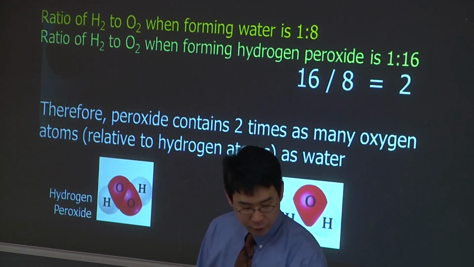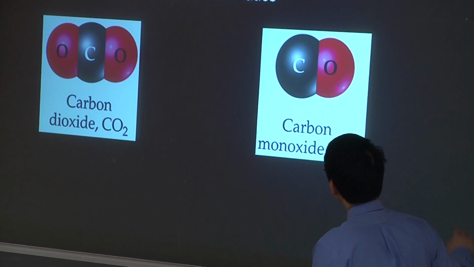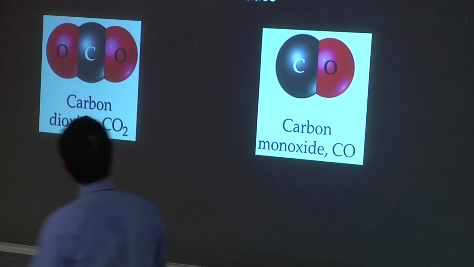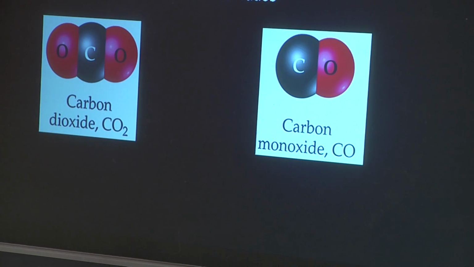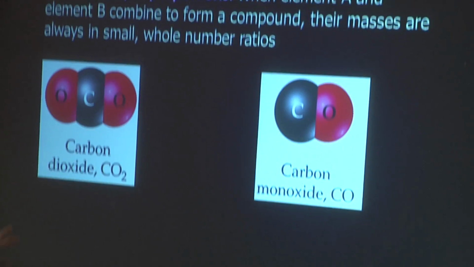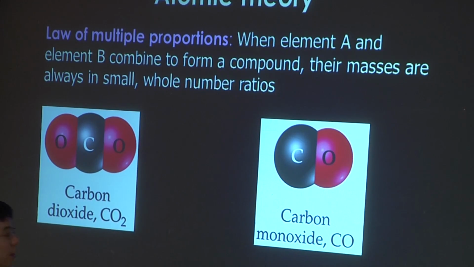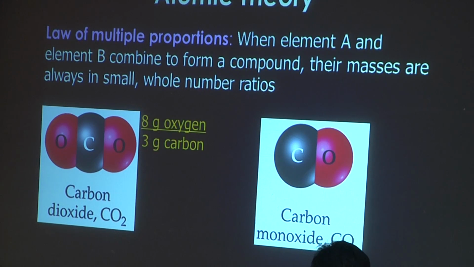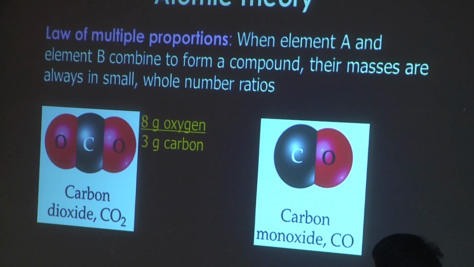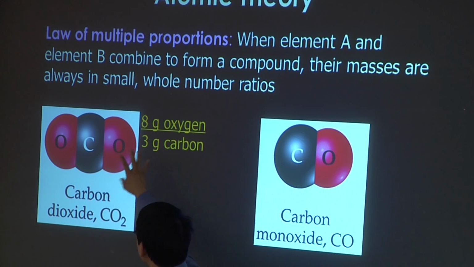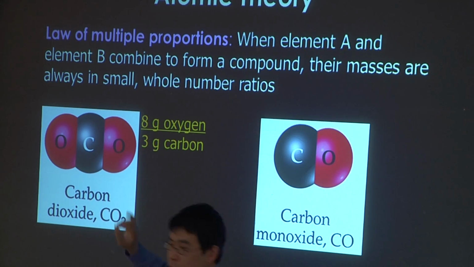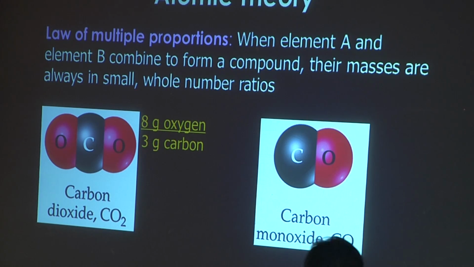Agent J asked about carbon dioxide and carbon monoxide. Here's another example of the law of multiple proportions. Carbon dioxide is CO2. Carbon monoxide is CO. So where are these numbers coming from? These particular numbers, in terms of the masses, we don't know that yet. You'll learn that soon.